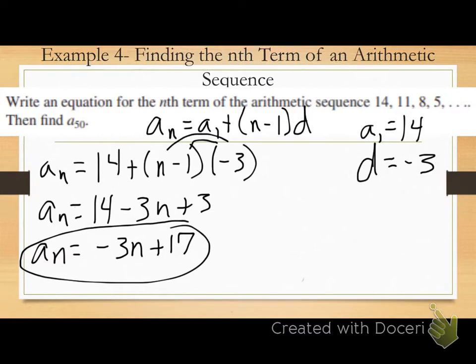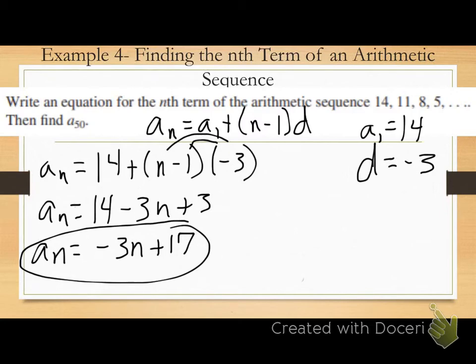Does everyone see that? Any questions on it? Not too bad, right? So that's the first part of what it's wanting me to do. What's the next thing it wants me to do? Solve. Solve for the 50th term.